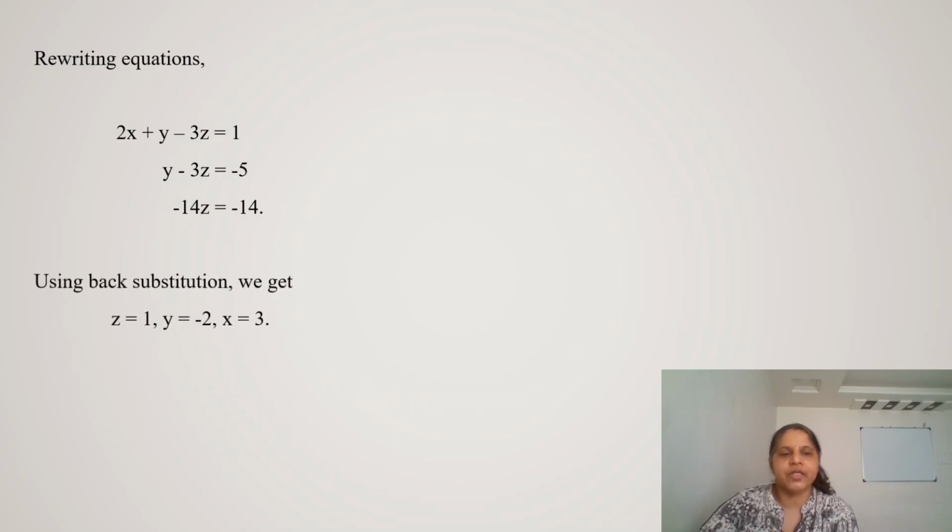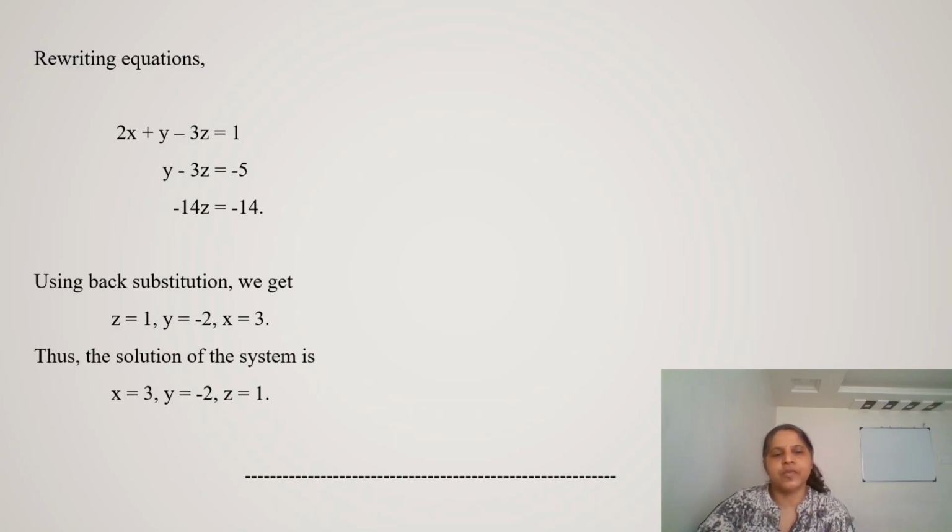Let us solve this system with the help of back substitution. From the last equation we have z equal to 1. Substituting in the previous equation we get y equal to minus 2, and substituting values of y and z in the first equation we get x is equal to 3. So the solution of the system is x equal to 3, y equal to minus 2, and z is equal to 1.